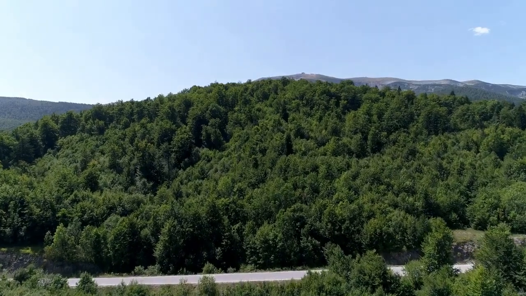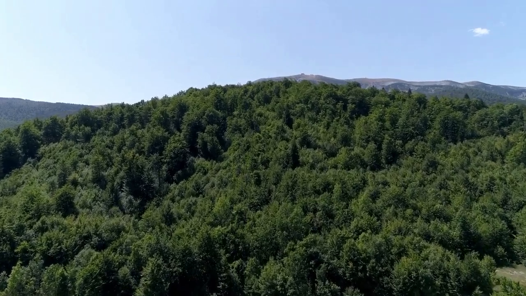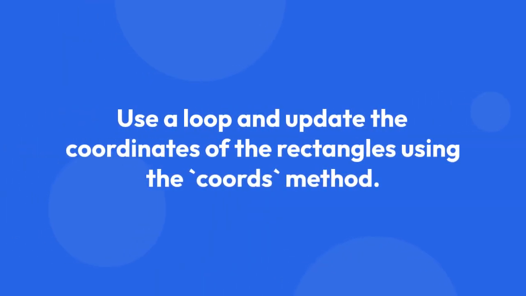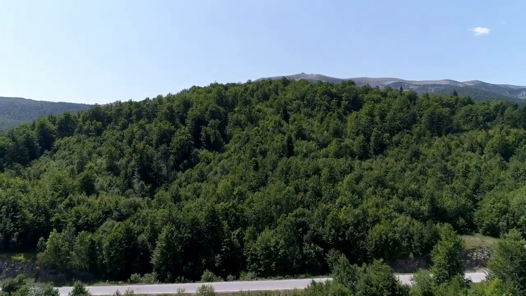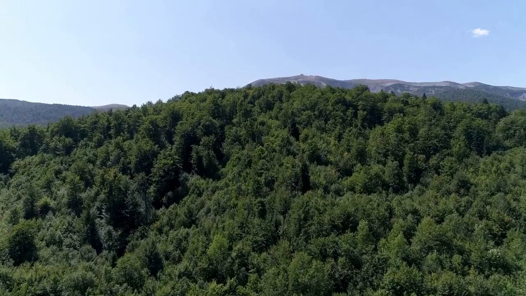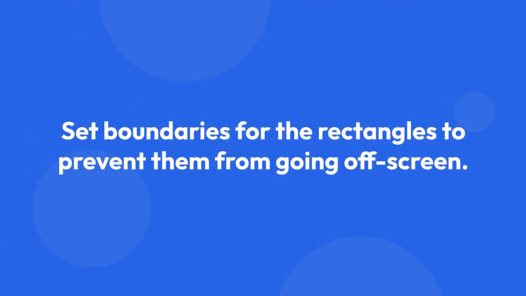5. Moving the rectangles. To make the collision detection more interesting, let's add some movement to the rectangles. We can use a loop and update the coordinates of the rectangles using the coords method. We can implement simple movement, like moving one rectangle towards the other, to demonstrate collision detection in action. To keep the movement controlled, we need to set boundaries for the rectangles to prevent them from going off screen.